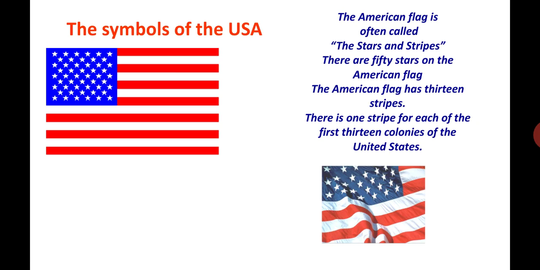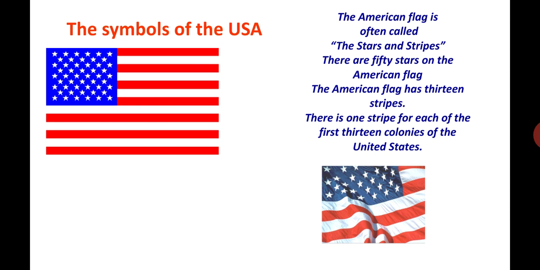Well, first of all, we'll speak about the symbols of the USA. The first symbol of the USA is the American flag. The American flag is often called the stars and the stripes. Why is it so called? Because you can see on the flag 50 stars, because of the number of states, as has already been mentioned above, 50. And stripes. Here on the flag you can see 13 stripes, and 13 stripes are because one stripe was for each of the first 13 colonies of the United States.